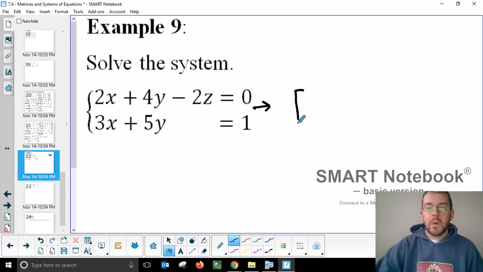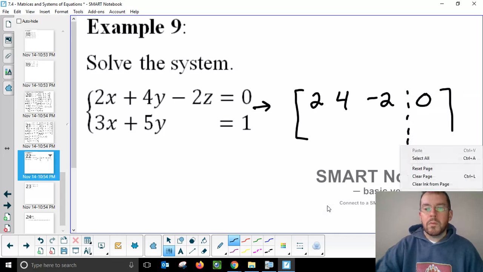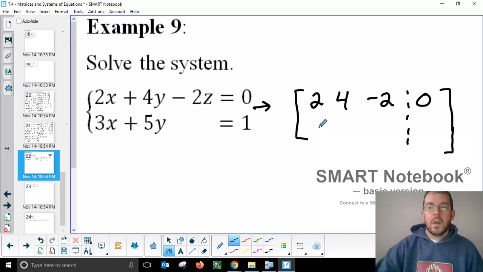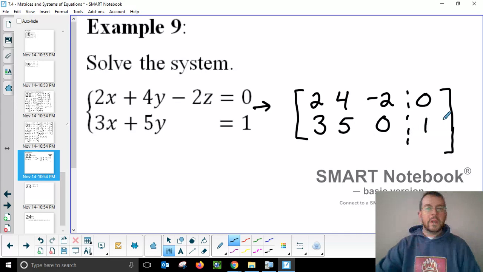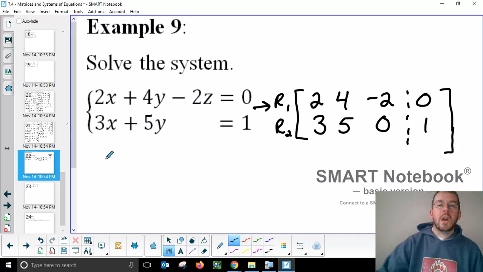So again, I'm going to make this an augmented matrix. So 2, 4, negative 2, 0. And 3, 5, 0, 1. Well, I still want to do the same concept. My first time through, this, of course, is row 1 and row 2. First time through, I want to fix my first column. So I want this to be a 1 and I want this to be a 0.